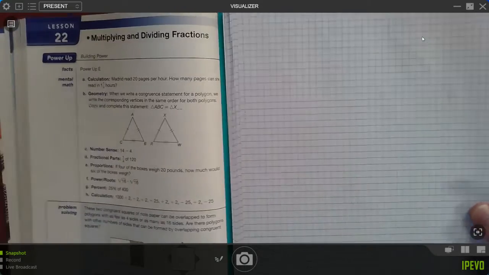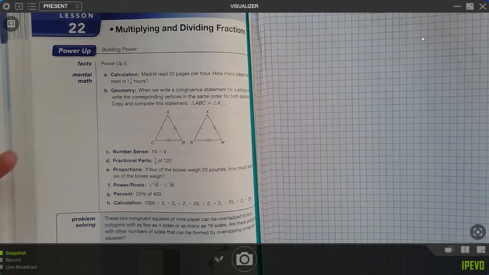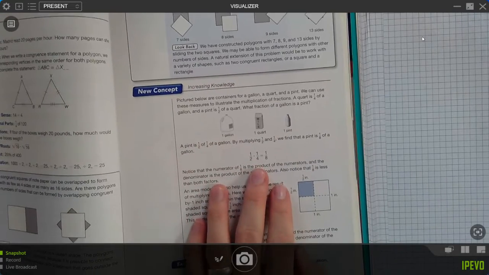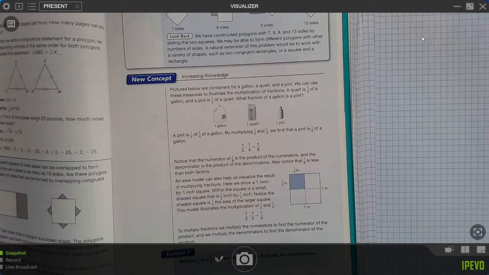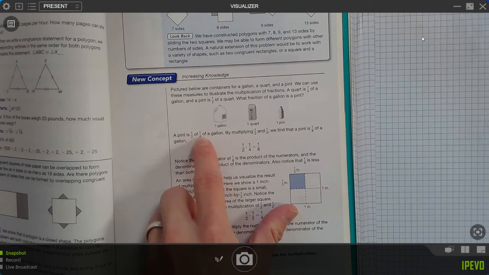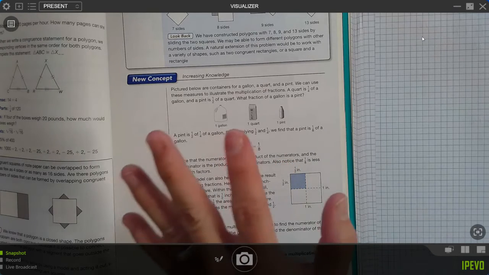Lesson 22, multiplying and dividing fractions. Now, multiplying fractions is actually really easy. But go ahead and do your mental math, do your problem solving over here. When you are multiplying fractions, unlike adding fractions, you do not need to find a greatest common factor or the least common factor, anything like that. All you do is you just multiply across. 1/2 times 1/4, 1 times 1, 2 times 4, 1/8. Okay? As easy as it gets. Really cool.